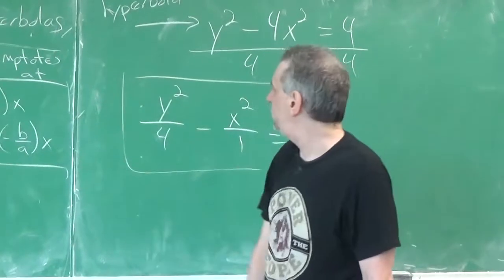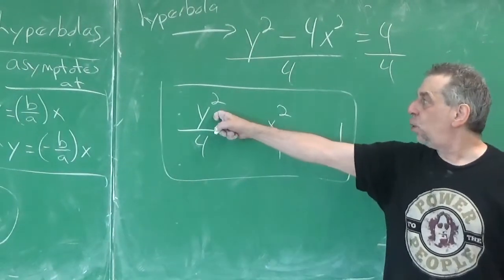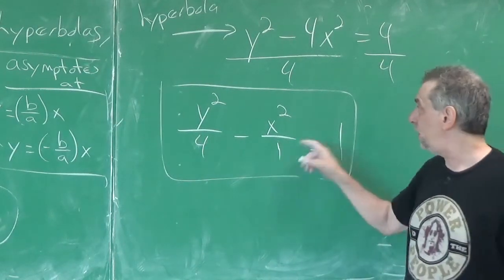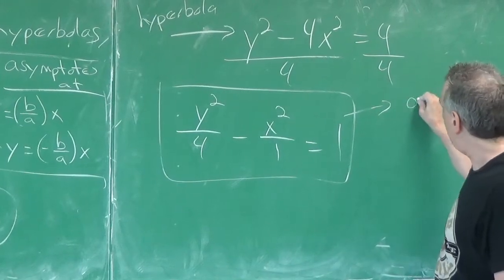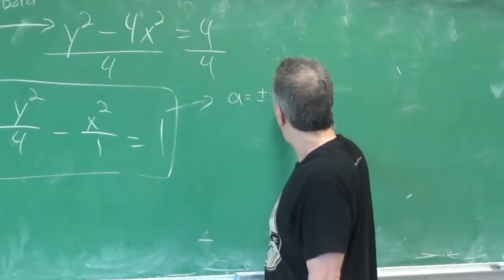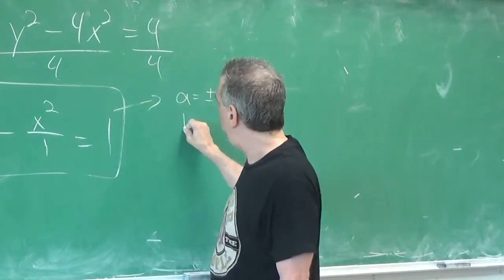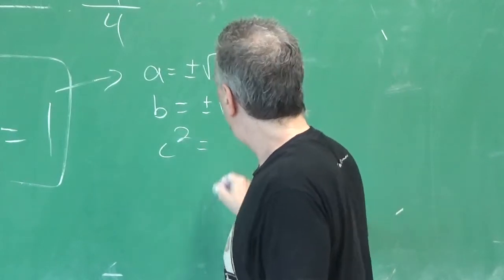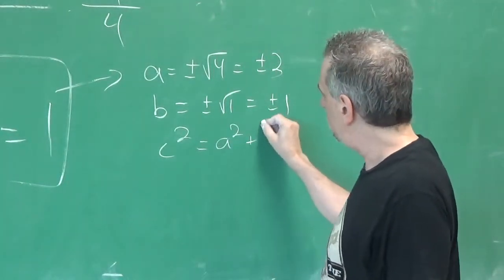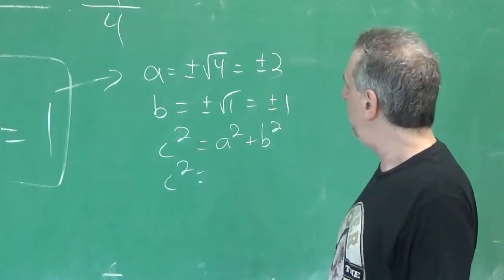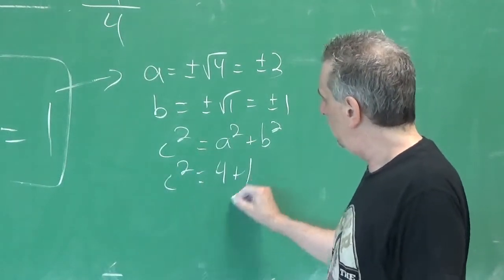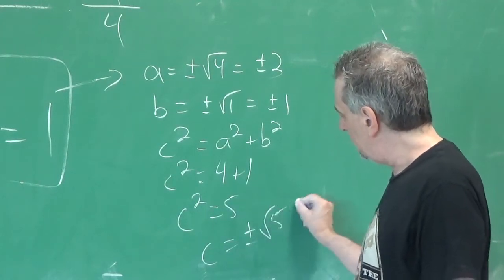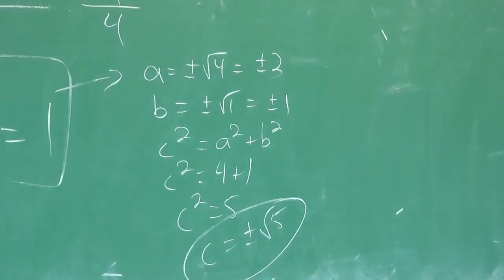And now we say, okay, this positive fraction is the y fraction, so the a value is the square root of this number, the b value is the square root of this number. So we know a is plus and minus the square root of 4, and b is plus and minus the square root of 1. So we know what c is, a squared plus b squared. So we get 4 plus 1, which gives us a c squared of 5. And that allows us to see where those c values are.